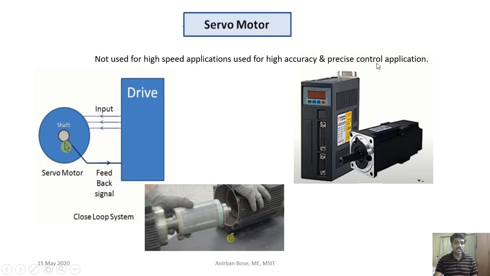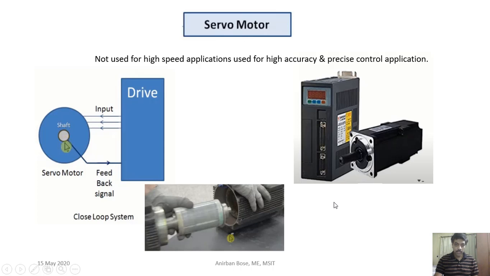High accuracy and precision control for robots, but in most cases the objective is not a very high speed application but high accuracy and precise control. Okay, for that we use this kind of motors, where you can see the shaft is rotating with the help of this motor. Then the exact position of the shaft or the speed of the shaft is fed back to the drive, and accordingly the correction takes place. So within that there is a feedback mechanism present. That means one sensor is already there within the servo motors.